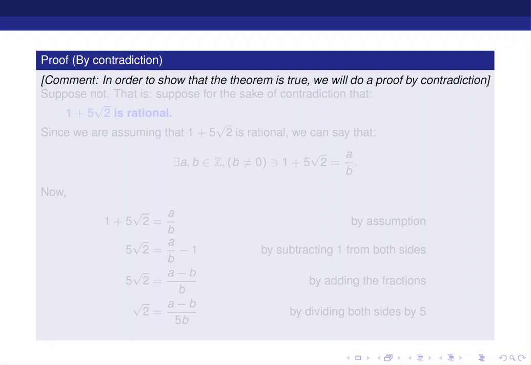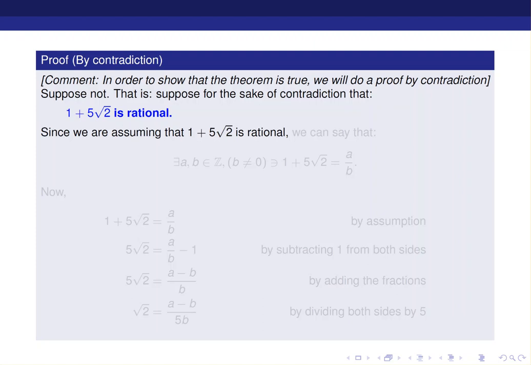In other terms, I'm going to suppose that 1 plus 5 radical 2 is in fact rational for the sake of contradiction. So my goal is to derive a contradiction from this, which will convince me that 1 plus 5 radical 2 is in fact irrational. But let's run with this. Let's see what happens once we assume that 1 plus 5 radical 2 is rational.